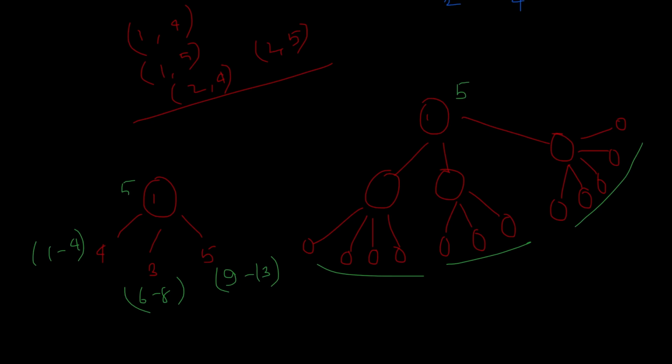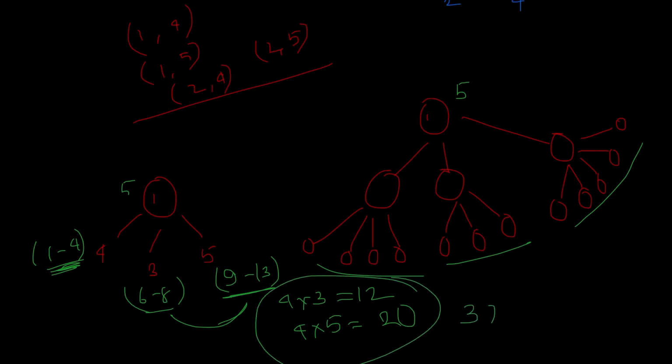Now, how many pairs will you get? Here we get 4 into 3, that is 12 pairs. Then for this one with this one, 4 into 5, that is 20 pairs. Do we get any more? No, because we can't combine these two, since 5 is not in between them. 5 is smaller than even 6 to 8. So here we get 32. Remember this. Now let's try another combination.